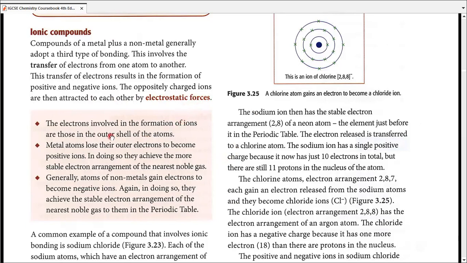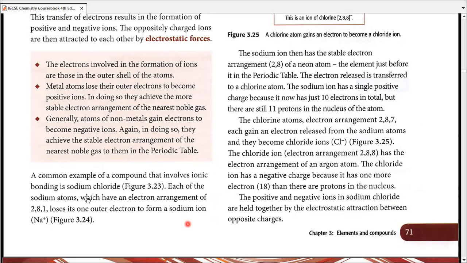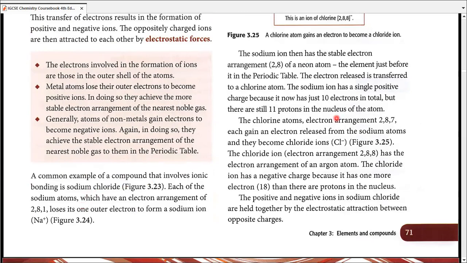So the electrons involved in the formation of ions are those in the outer shell of atoms. Metal atoms lose their outer electrons to become positive ions. In doing so, they achieve the stable electron arrangement of the nearest noble gas. Same rule as we were following back in covalent bonding. Generally, atoms of non-metals gain electrons to become negative ions. Again, in doing so, they achieve the stable electron arrangement of the nearest noble gas. So the most common example actually is sodium chloride, the table salt we eat every day.